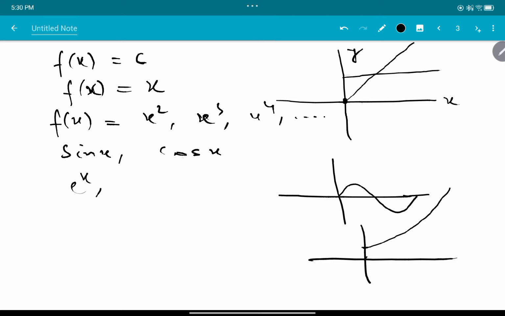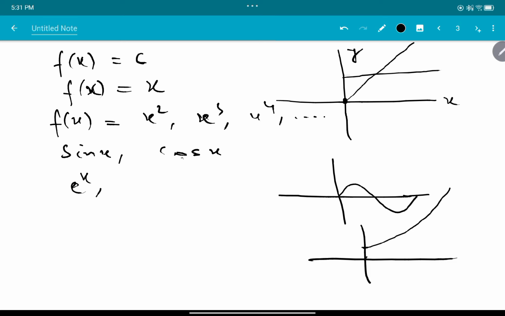Then all those functions which are obtained by addition, subtraction, multiplication, or division of these continuous functions are also continuous. The sum, difference, product, quotient of these continuous functions are continuous, provided we take care of the denominator. It should nowhere be equal to 0, otherwise the function will blow up there.